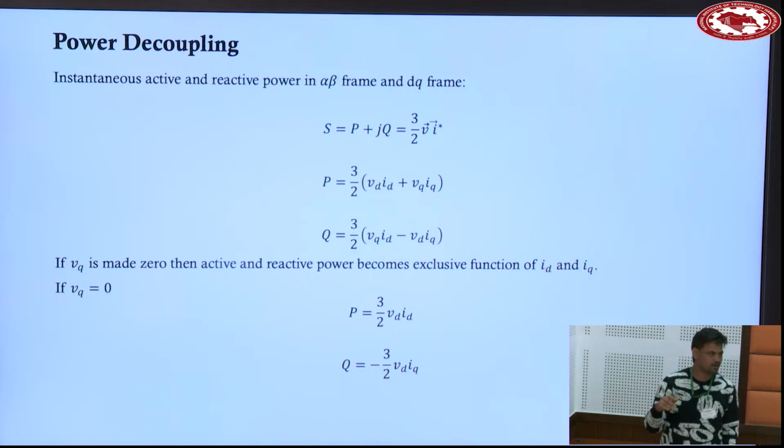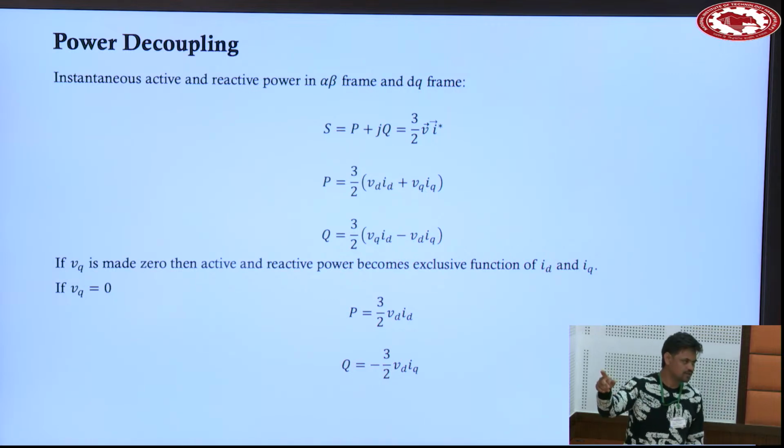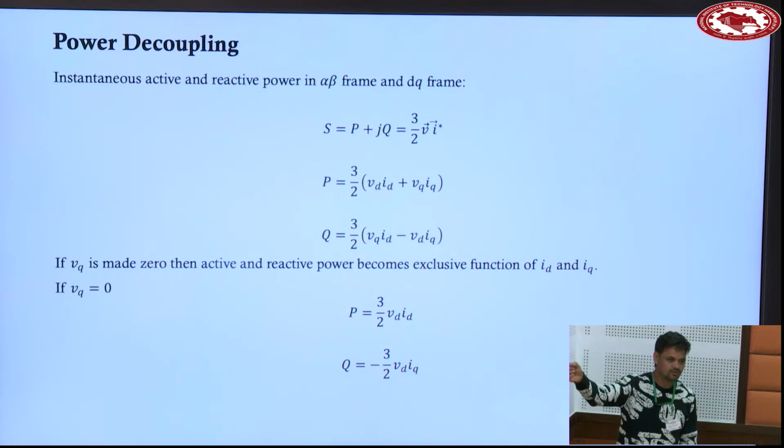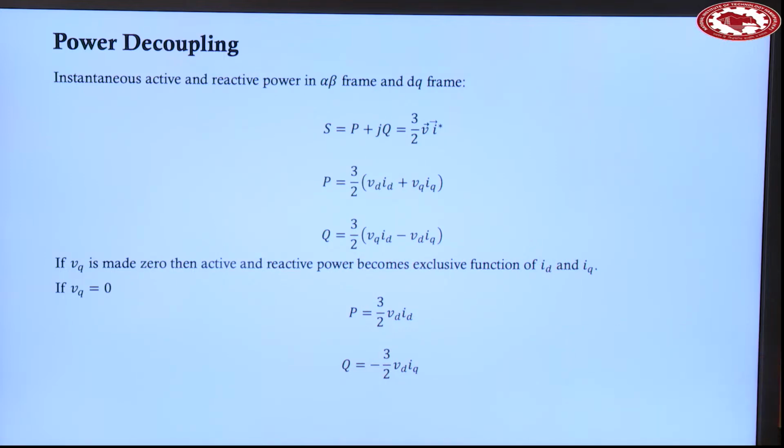In space vector format, the complex power is given as 3 by 2 times V vector and the conjugate of I vector. If you put V vector is equal to Vd plus jVq, I vector is equal to Id plus jIq, take the complex conjugate, do the multiplication, and take real and imaginary parts, you will get active power to be 3 by 2 times (Vd Id plus Vq Iq) and reactive power to be 3 by 2 times (Vq Id minus Vd Iq).